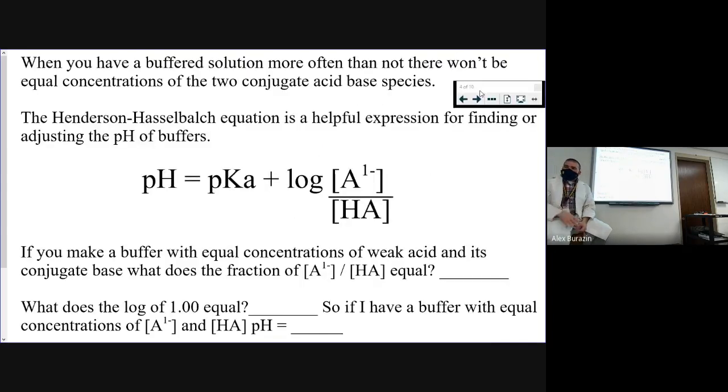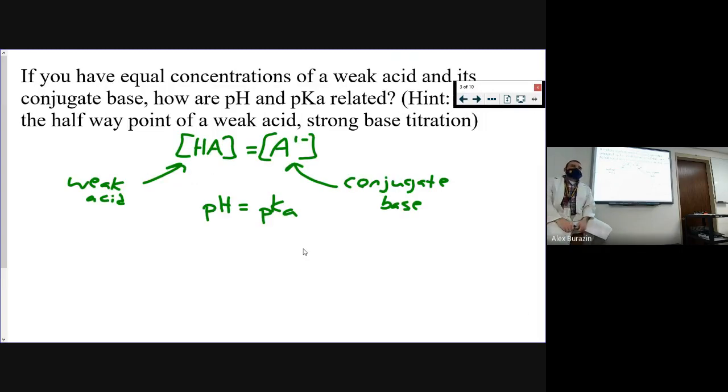Okay, let's introduce our equation. When we have a buffered solution, more often than not, there won't be equal concentrations of the 2 acid-base species. The buffer we looked at yesterday was 0.5 molar acetic acid, 0.5 molar sodium acetate, and we had equal concentrations of acid and base. That's not always going to happen. If it does happen, what can we do? If I want to solve for the pH of a buffer where the acid and the conjugate base have the same molarity, I just solve for the pKa, and that's the pH. We're good, because that's the halfway point.